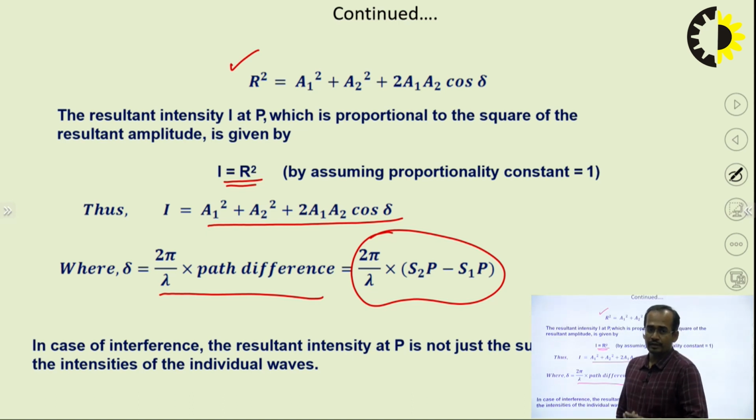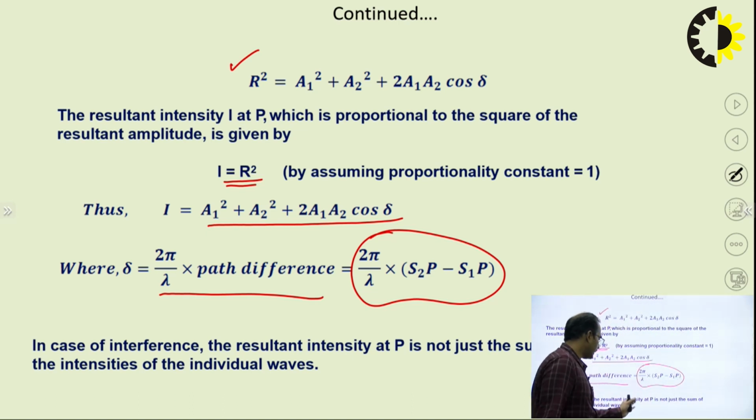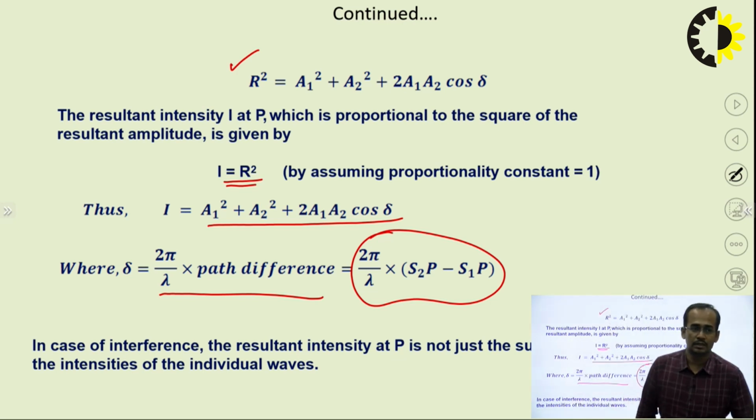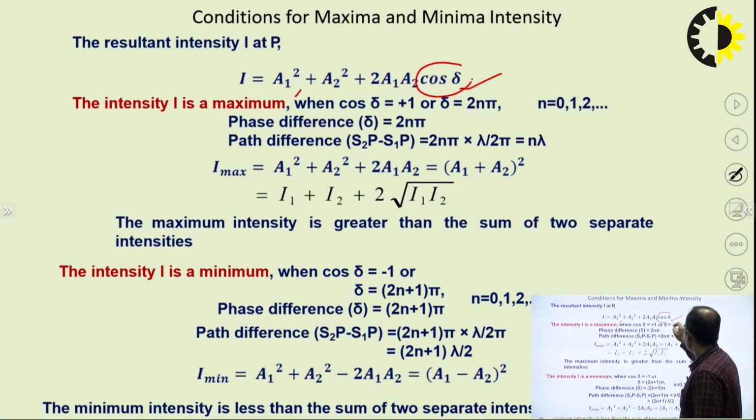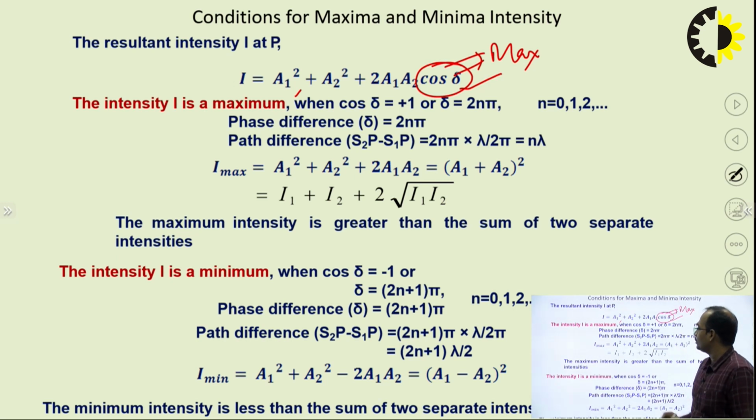So in case of interference, the resultant intensity at point P is not just the sum of the intensities of the individual waves. The resultant intensity at P will be equal to this. What will be the maximum value of this intensity I? When cos delta is maximum, this will give the maximum value.